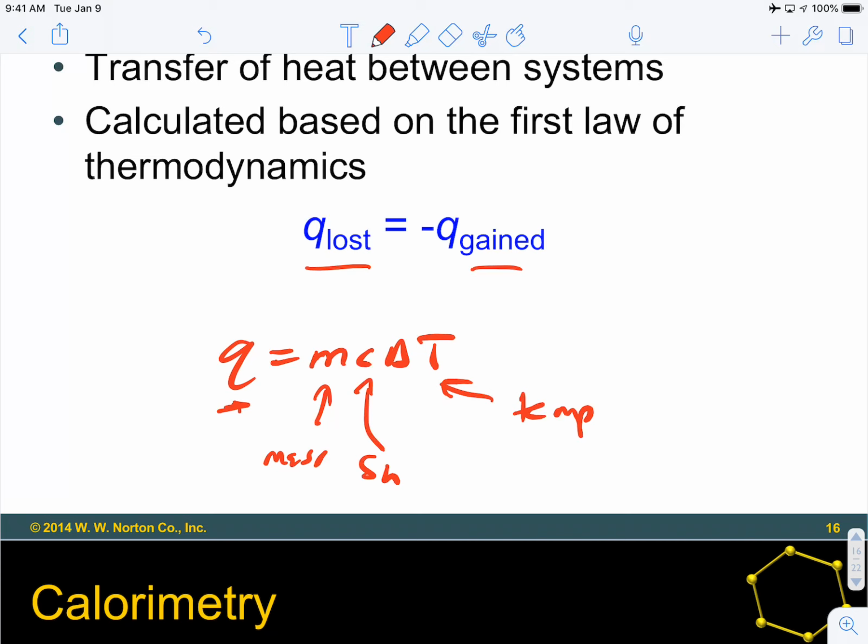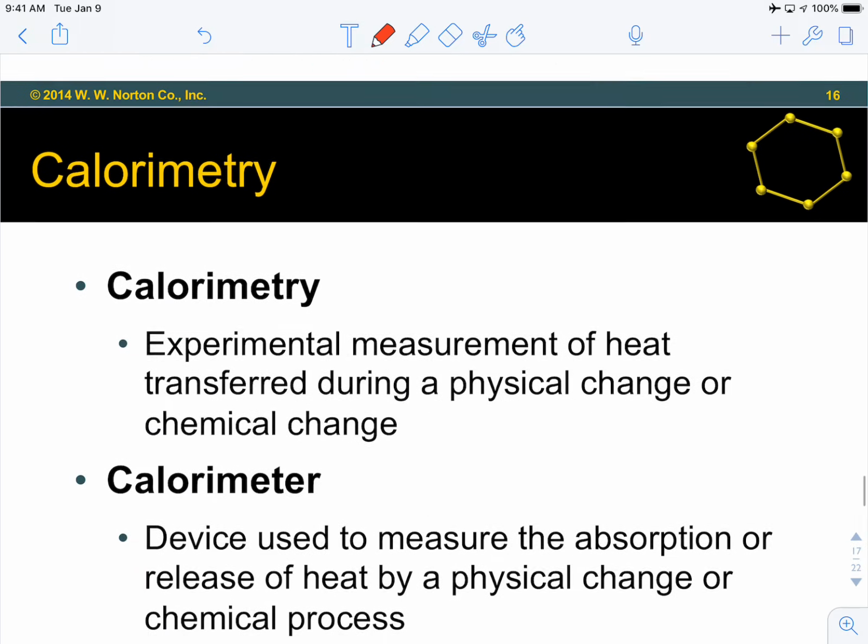And obviously, if you put a certain amount of heat in, it's gained. Well, it's lost from something else. The sign must be exactly opposite. What we'll also do is look at ways in which we can modify this equation and not have to worry about certain things. So you'll see that in a second.